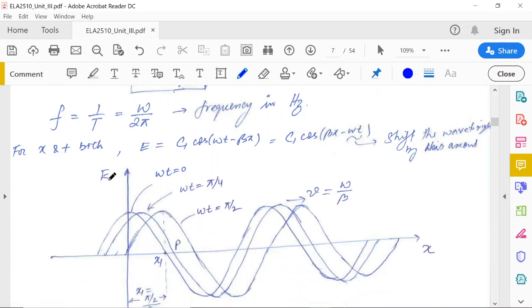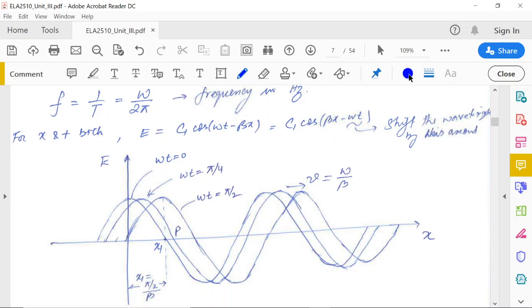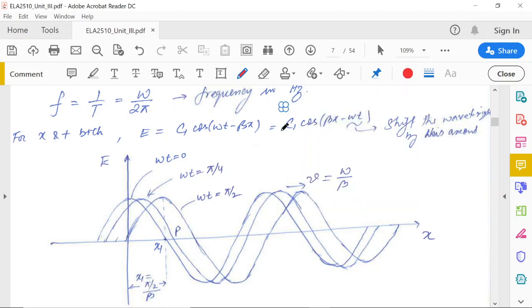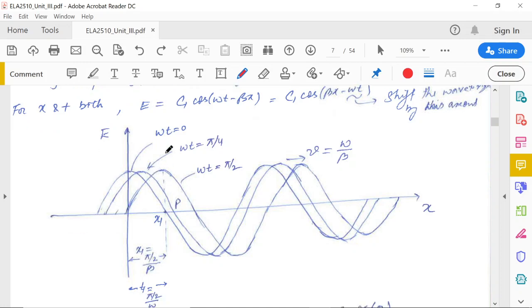Now if we visualize both in space and time, for example, this is the function C1 cos(omega t minus beta x). This is the case when omega t equals 0.